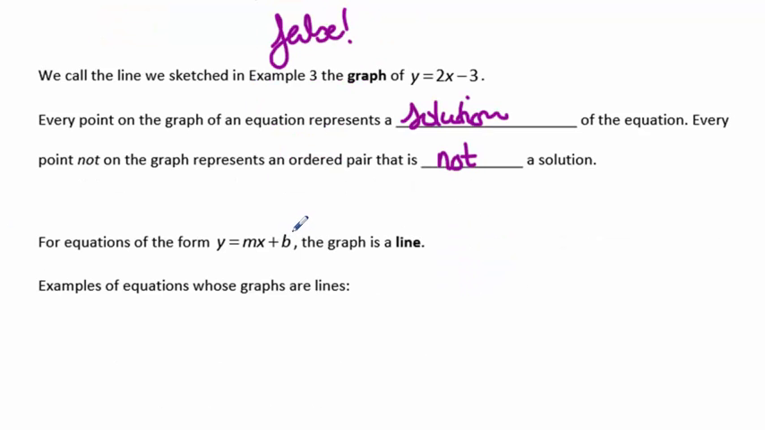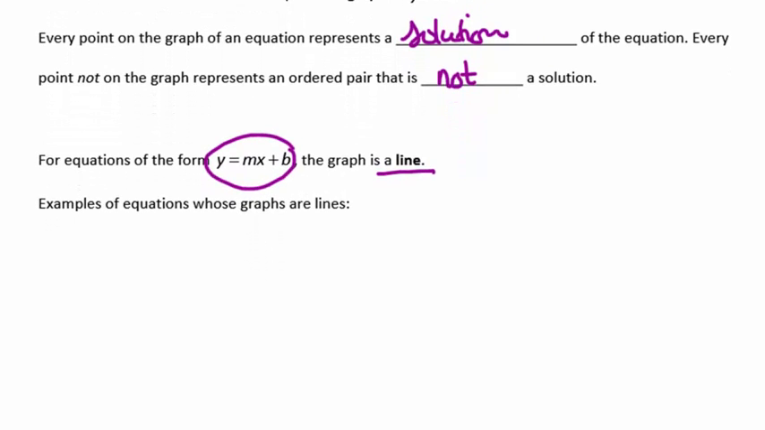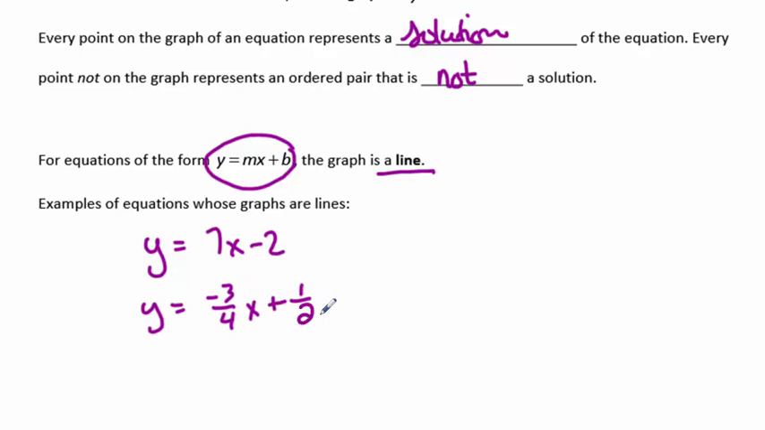Any equation of the form y equals mx plus b will have a line as its graph. So I can write a few examples of graphs that are lines, simply by choosing the values of m and b. y equals 7x minus 2, or y equals negative 3/4 x plus a half. If you choose any value for m or for b and write it in this form, y equals mx plus b, you're guaranteed that kind of equation will have a graph that is a line.